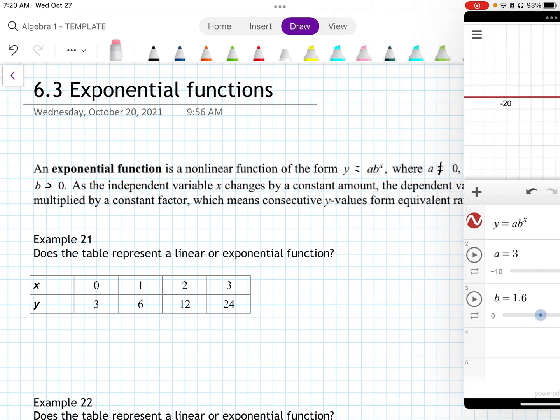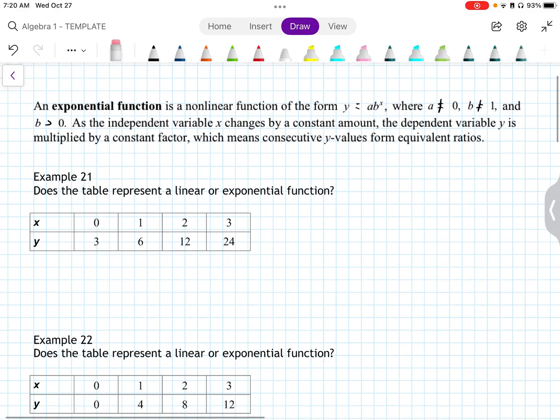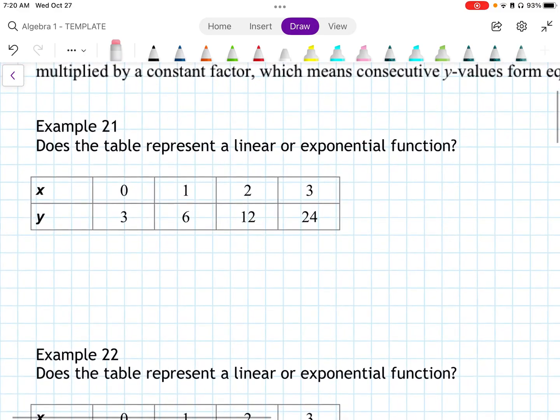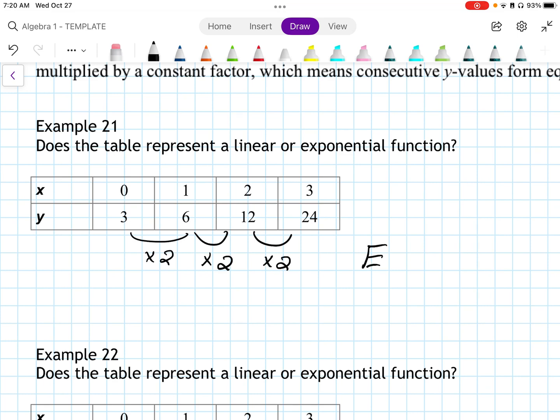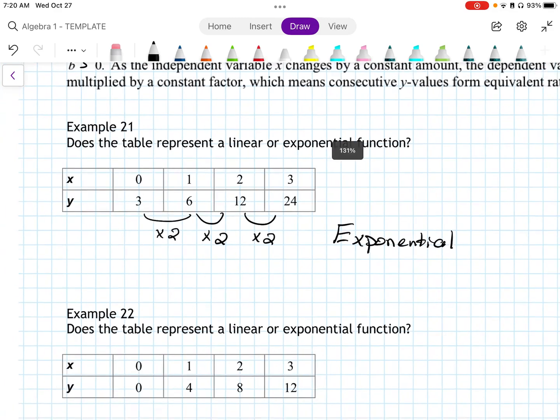So let's look down here. Example 21. Does the table represent a linear or exponential function? So I told you earlier that we're going to be looking at what could we multiply by. Well, from 3 to 6, we'd multiply by 2. From 6 to 12, we multiply by 2. 12 to 24, we multiply by 2. So this is an exponential function.